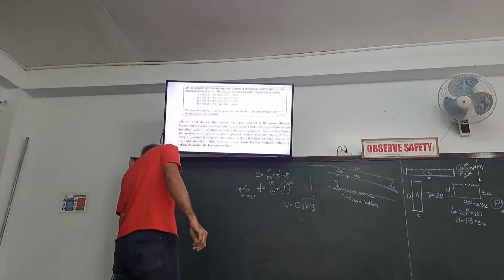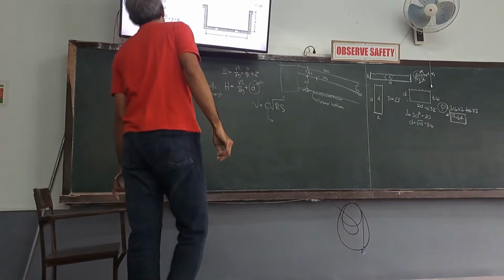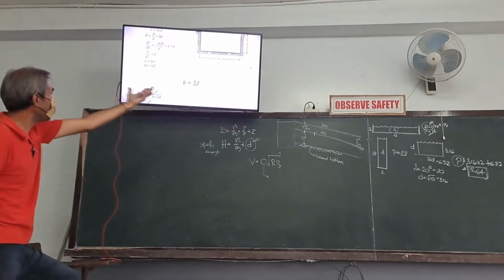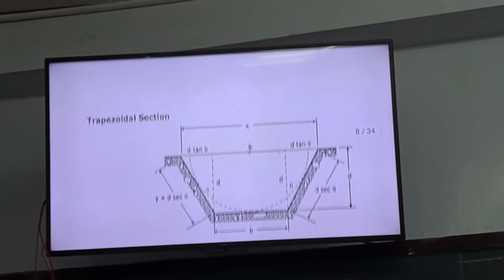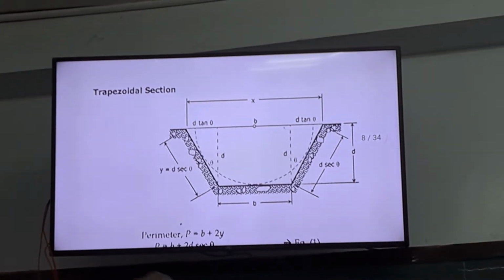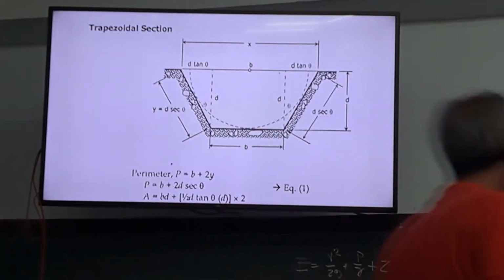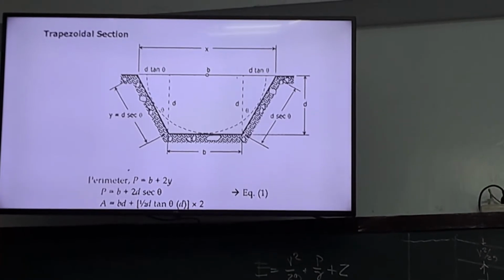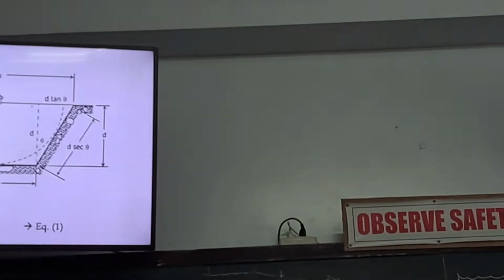Now, rectangular: the base is twice the depth. So, if rectangular, that is it. What if it is trapezoidal? If trapezoidal, it should be proportioned in such a way that it fits in a circle.